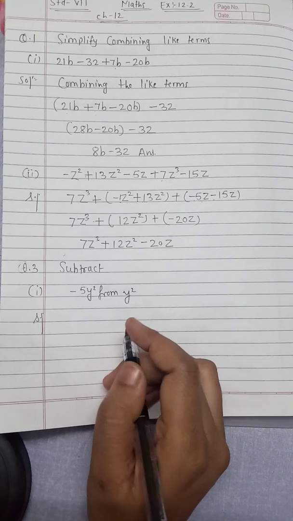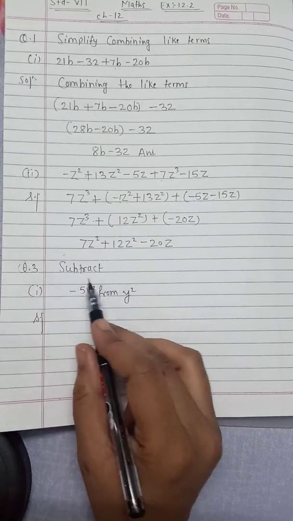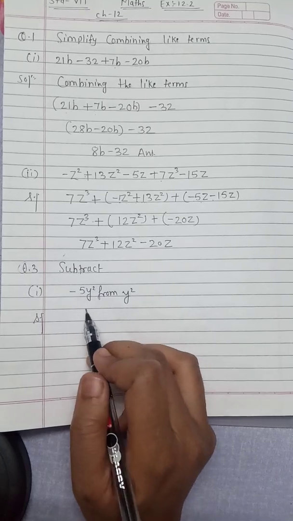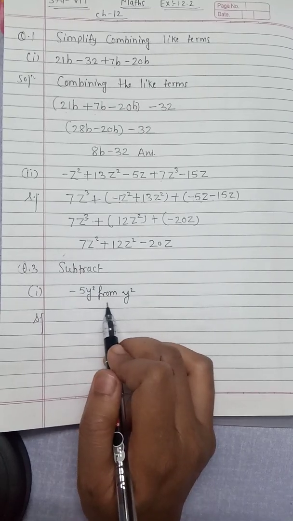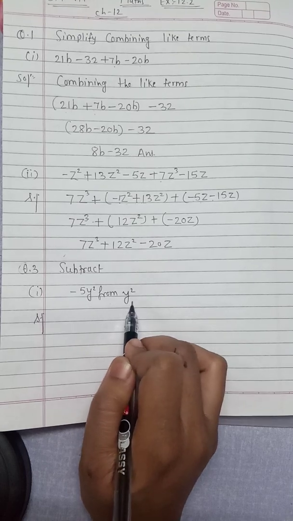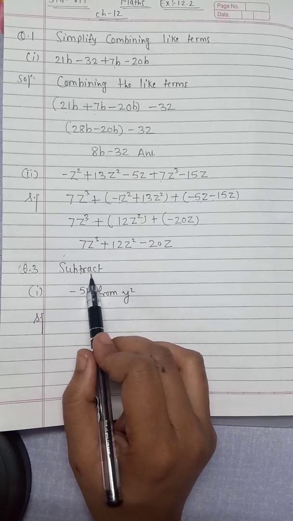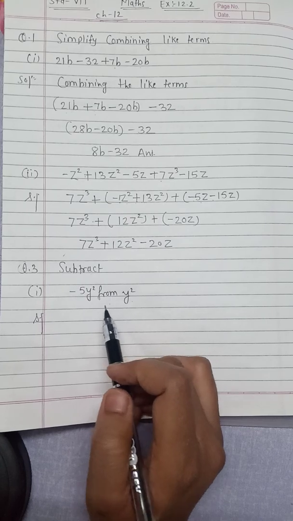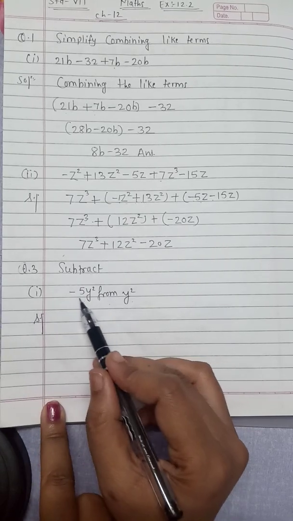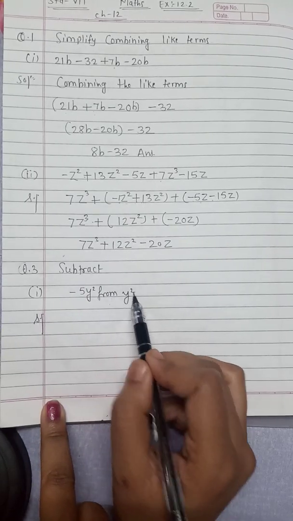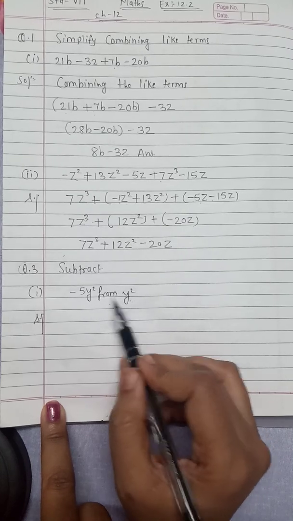Okay, so let us continue with question number three, which is subtract 5y square from y square. Now, same as addition, subtraction is there. So, the first term is minus 5y square from y square. So, we have to take this term from y square.